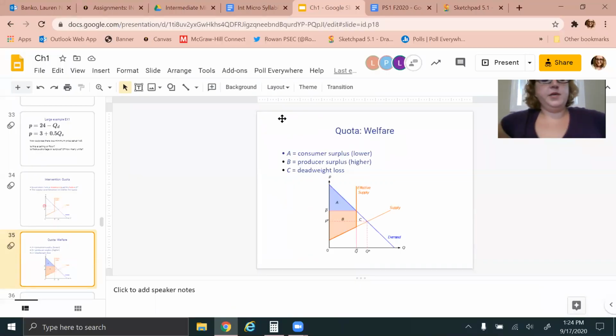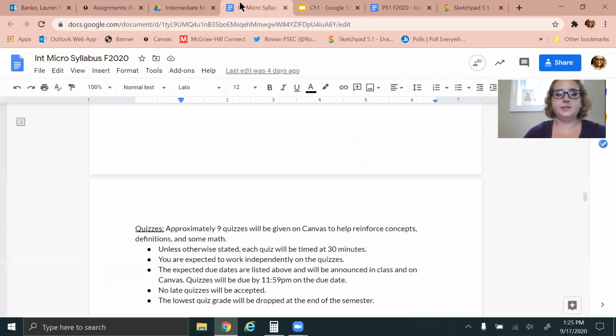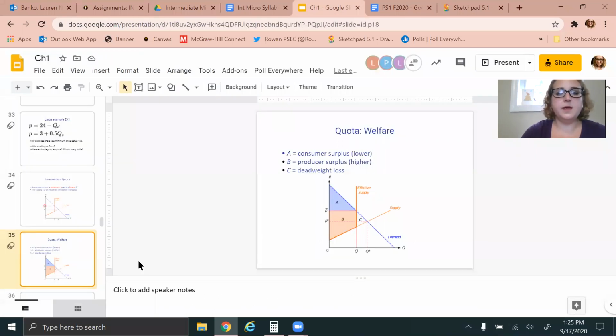So now we're going to talk a little bit about the next section of this chapter one. Chapter one just keeps going on and on. We're not going to have time to actually go through it, but we'll talk a little bit about what this looks like. And it's still an intervention, but now we're talking about taxes.